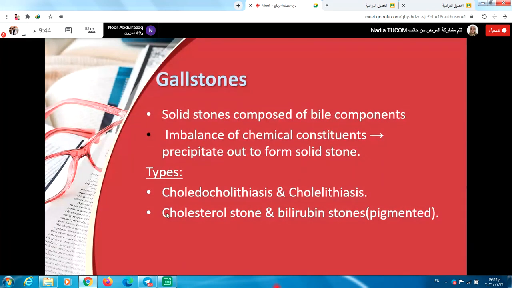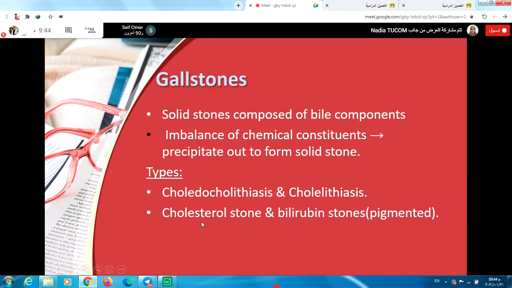Cholesterol stone and bilirubin stone, also called pigmented stones. 80% of gallstones are cholesterol stones, and only 20% are pigmented stones, called pigmented because they are either black or dark brown in discoloration due to excess bilirubin constituent in these stones.